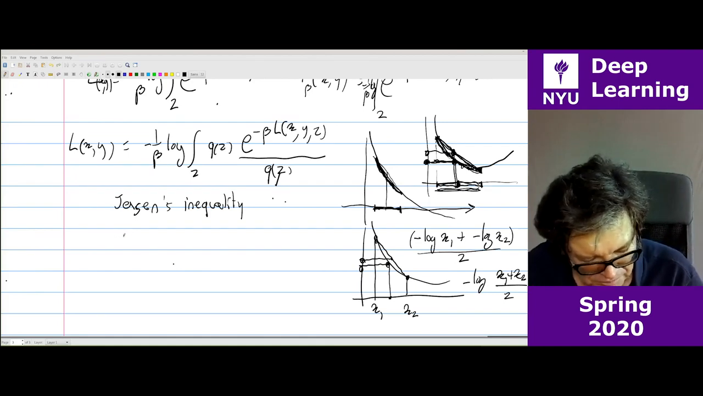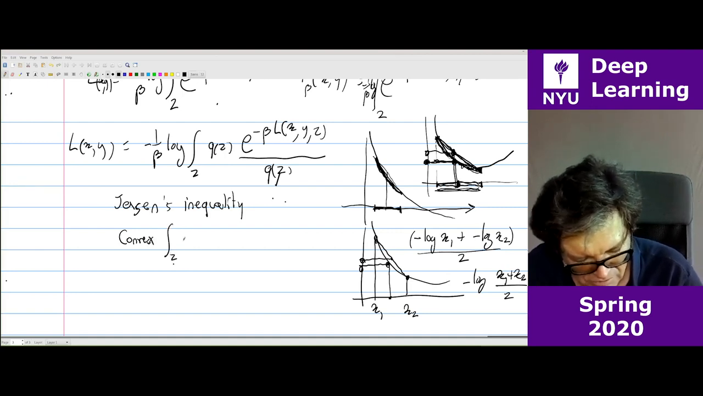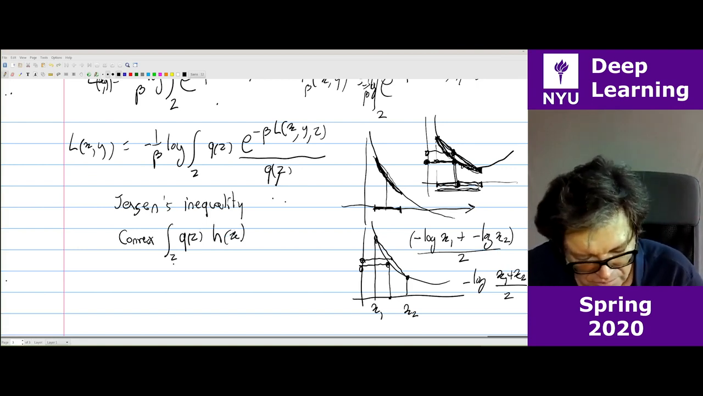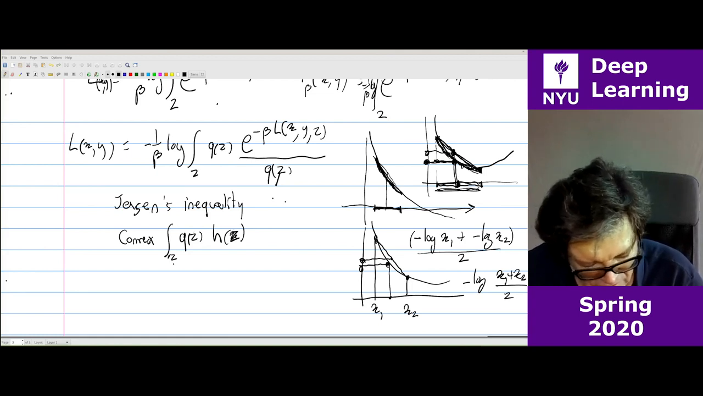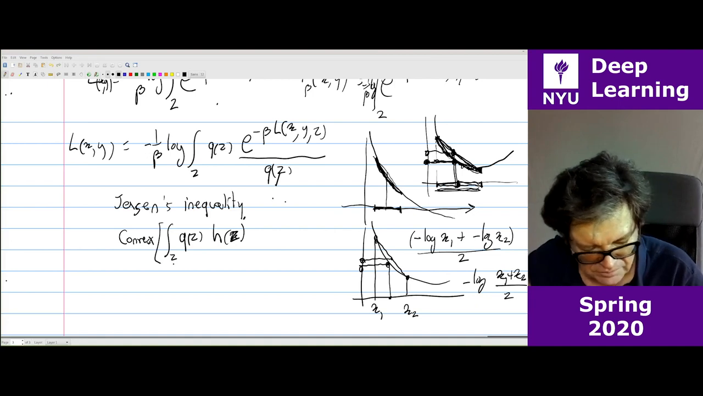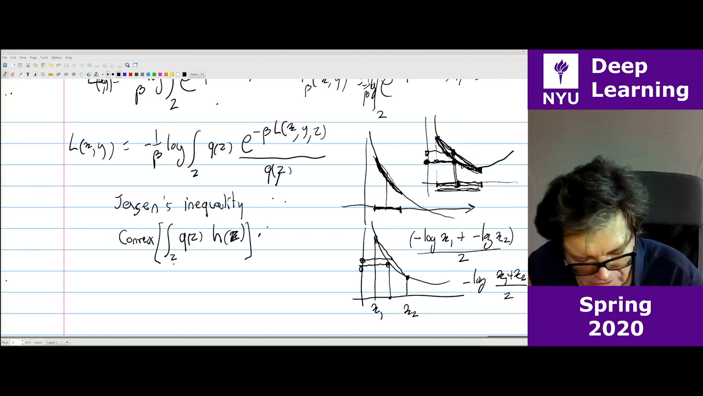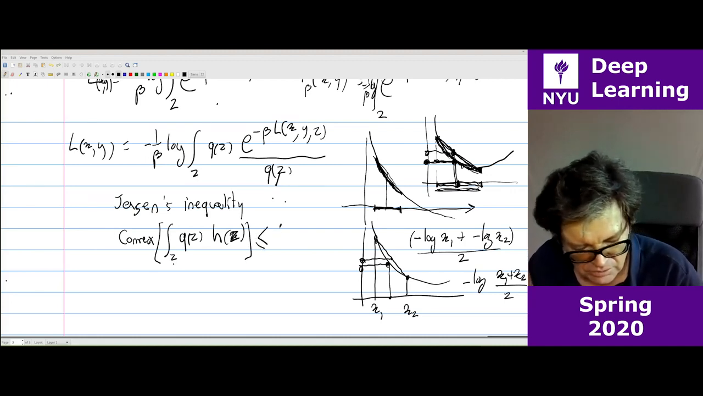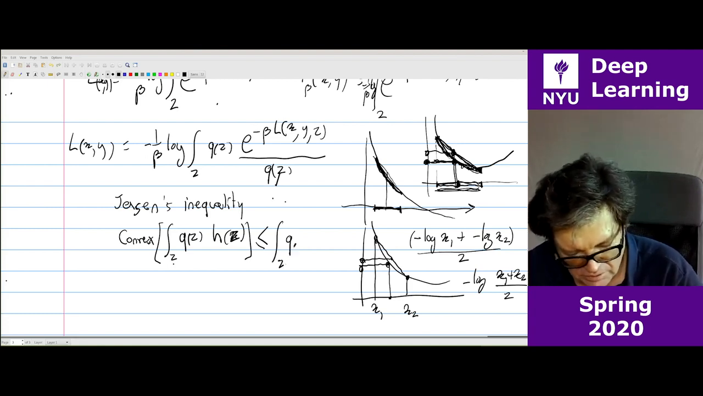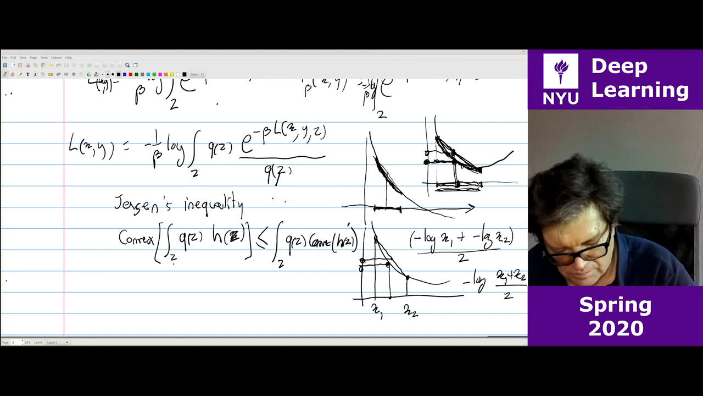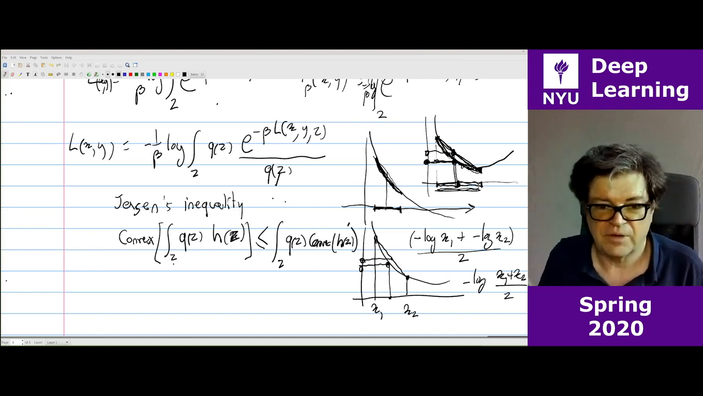So basically, the convex function of the expectation over any distribution of some function h, well, that would be z in that case, I have to write this in the proper way, is less than or equal to the sum over z, q(z), of this convex function applied to h of z. Okay, that's Jensen's inequality.